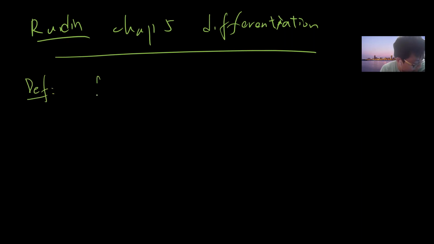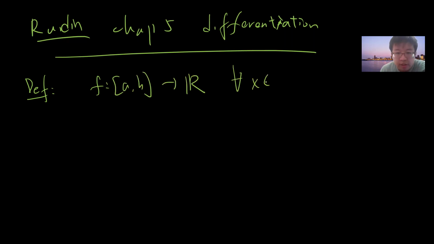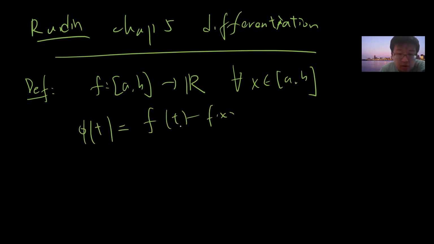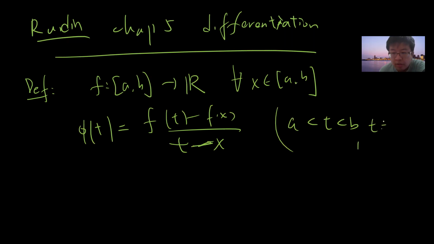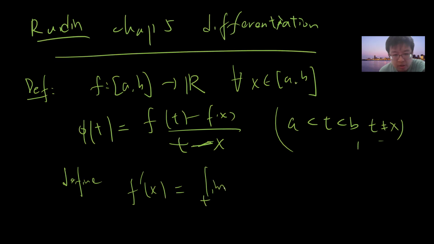So definition: f is real valued. Let's say f is defined on a closed interval [a,b] in R, and for any x belonging to [a,b], let's define a quotient. Let's define phi of t, which is (f of t minus f of x) over (t minus x). This is only defined for t not equal to x, with t from a to b. And we define the so-called f prime of x as the limit as t goes to x of phi of t.